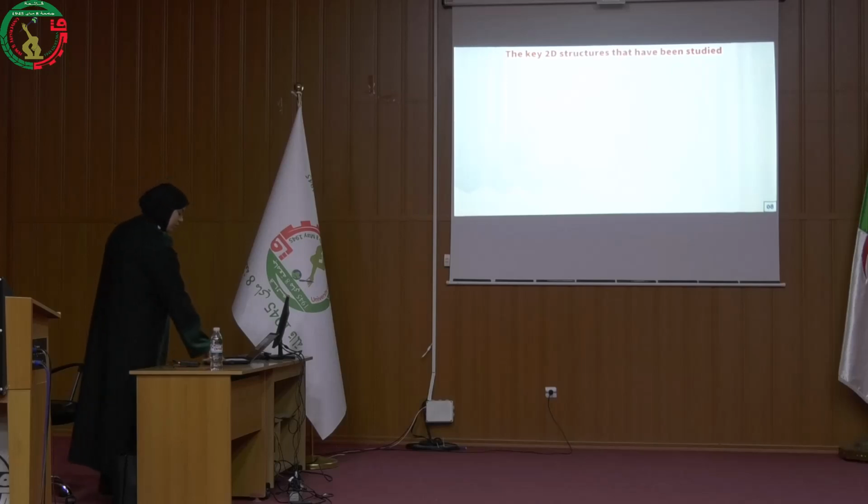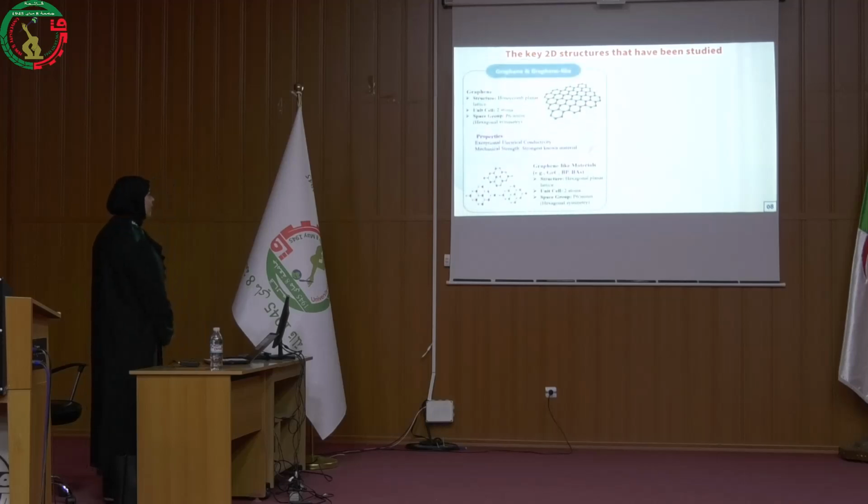Now, the two-dimensional structure studied in our work. First, graphene, the first two-dimensional material, has a planar honeycomb structure with two atoms of carbon per unit cell and hexagonal symmetry. It is extremely strong and highly conductive. After graphene, similar two-dimensional materials such as GeC, BP, and BiS emerged. They have the same structure with different atomic compositions.